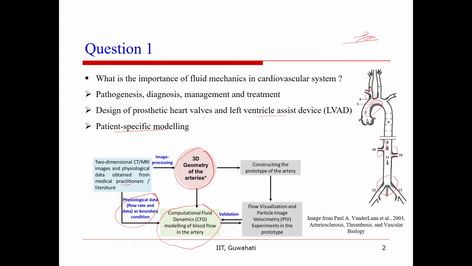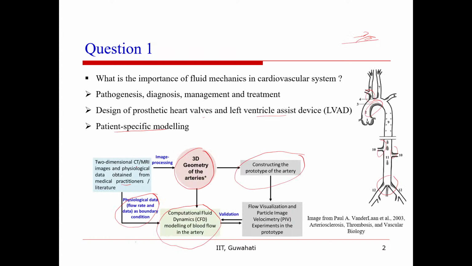Of course, when we are doing this, we need to validate our methodology. So this can be done by 3D printing of the arteries and do some in vitro experiments, for example using particle image velocimetry, which can give you the velocity field in the system. Okay, so there are quite a few. This gives you an overview about the role of fluid mechanics in cardiovascular system.